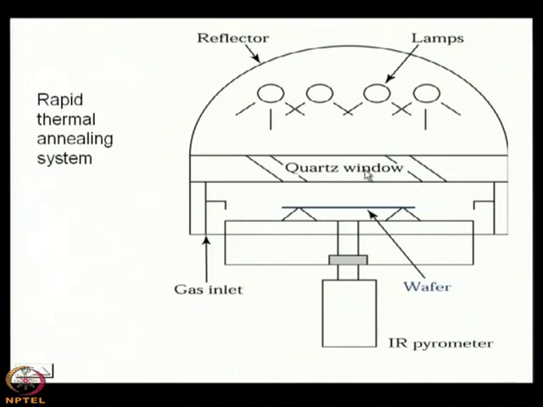Through this quartz tube, there is a place where the wafer can be placed, and gas inlet means you can use many ambients. Suppose you want to anneal using argon. So, what you have to do? First, you have to start sending the gas through the gas inlet, so that the argon will replace the whole air inside the chamber, and then you switch on your thermal annealing system, so that the annealing will be in argon ambience. Or you can choose other ambience like nitrogen, vacuum also, you can use oxygen.